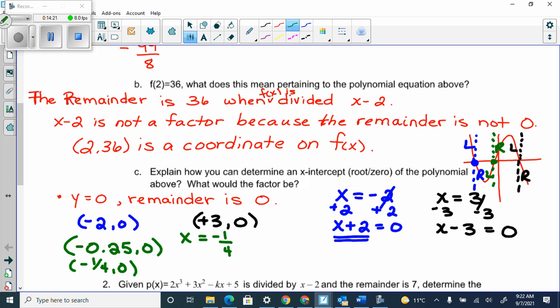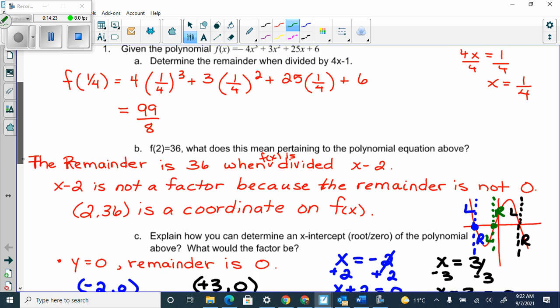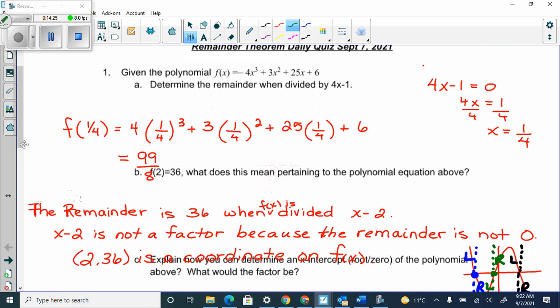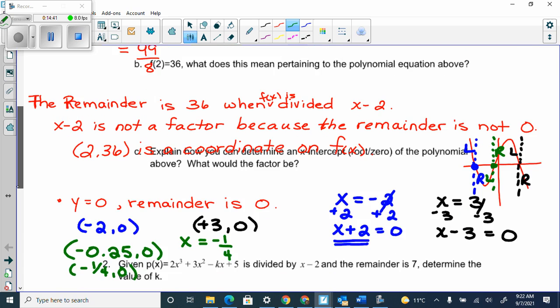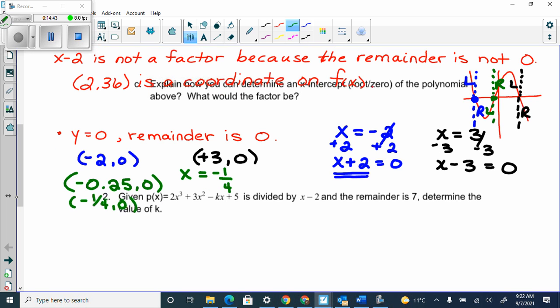We have 4x minus 1 here. That became x equals 1/4, correct? Because what did we do? We added 1, we divided by 4. So we did 2 steps to get that, correct? So to go back, we have to do 2 steps to go back as well.